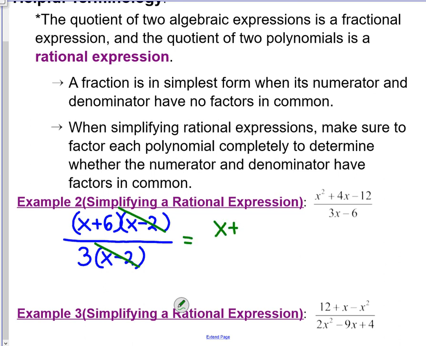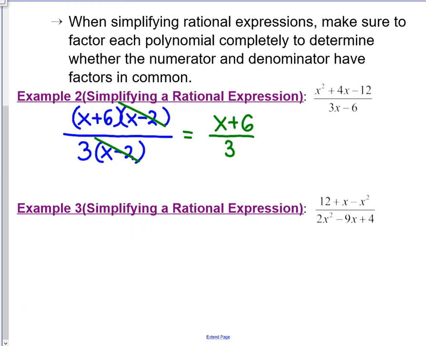There's an x plus 6 left up on top, a 3 left down below. It may be tempting to simplify the 6 and the 3, but the 6 is a term, the 3 is a factor. You can't cancel out a term and a factor. You have to pull out the factors. It's the factors that are in common, not terms. So be careful. Do not try to simplify that anymore. This is beautiful for a final answer. Okay, we can keep moving.